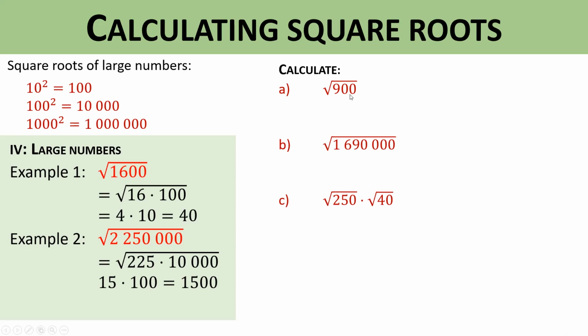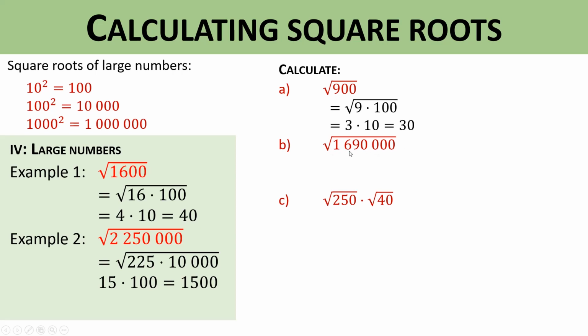Okay, so the square root of 900, well, maybe you see that immediately, but if you don't, then you can say this is 9 and it has been multiplied by 100. And I can take the square root of 9, that's 3. Square root of 100 is 10, so this is 3 times 10 is 30.